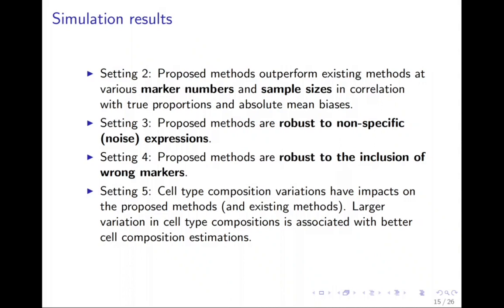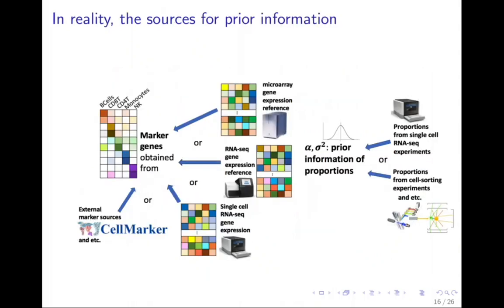Larger variation in cell type composition is associated with better cell composition estimation. So I want to go into more detail in my real data analysis. In reality, there are many sources for the prior information. For example, the marker genes for blood can be obtained from a microarray gene expression reference panel, or an RNA-seq gene expression reference panel, or single-cell RNA-seq data, or even an external marker repository.